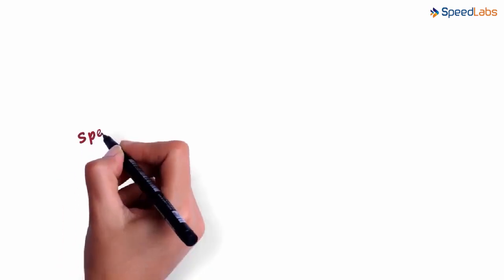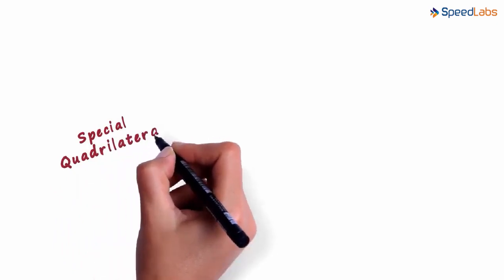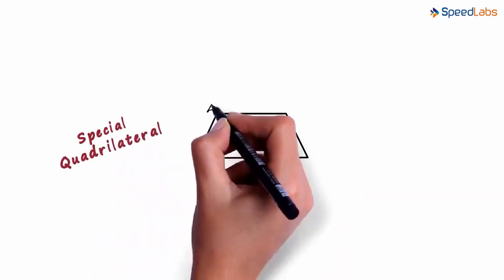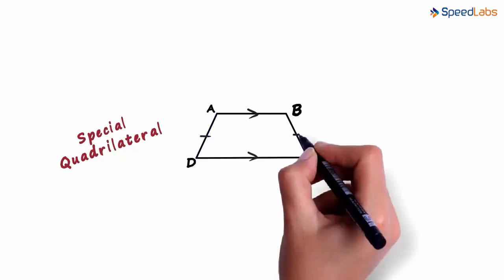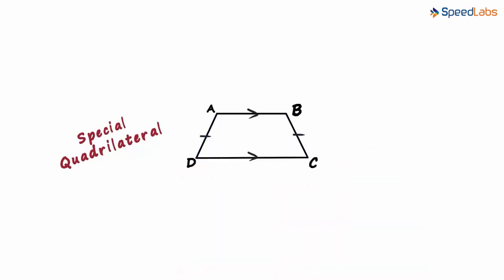In this video, we will be proving a property of a special quadrilateral. Look at this quadrilateral ABCD. Sides AB and CD are parallel to each other, and the non-parallel sides AD and BC are equal. This is the data that is given to you.